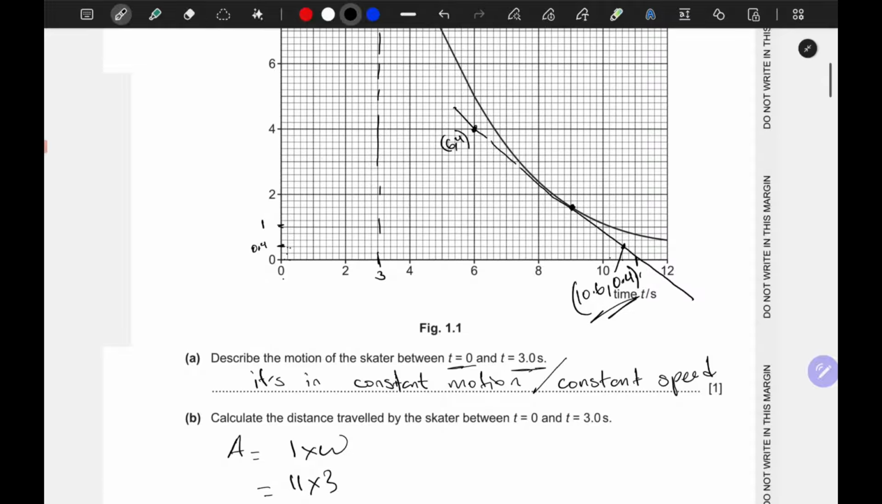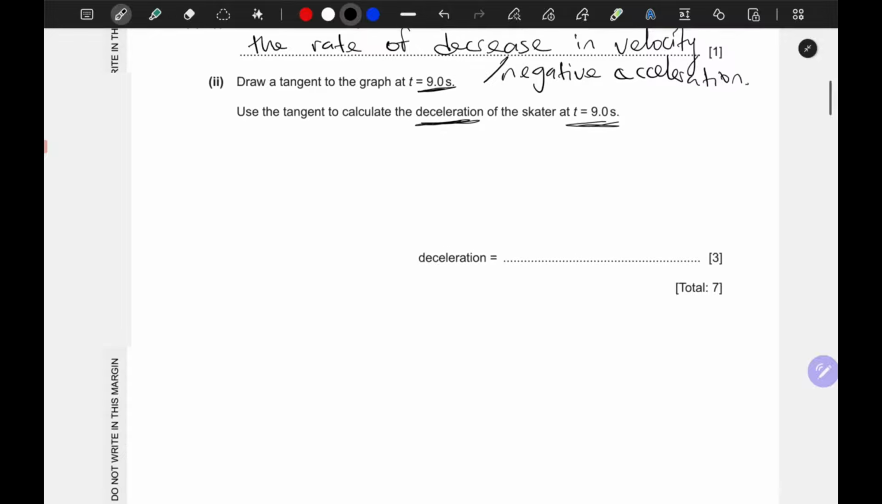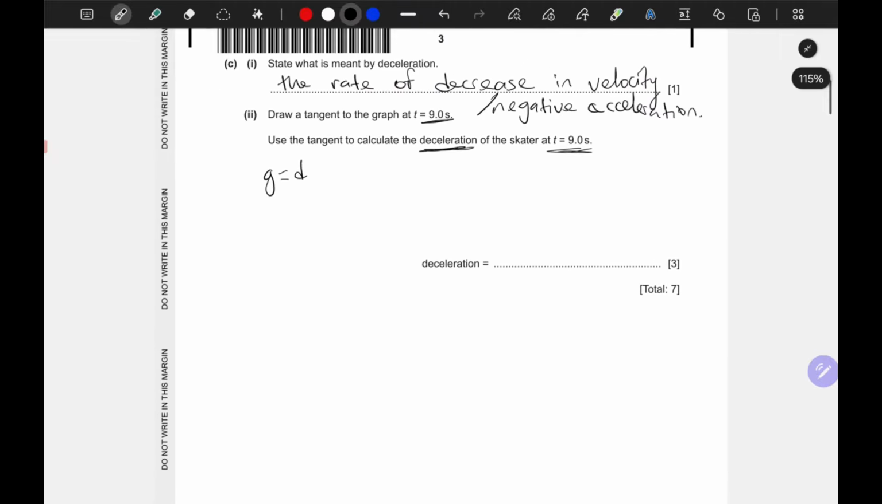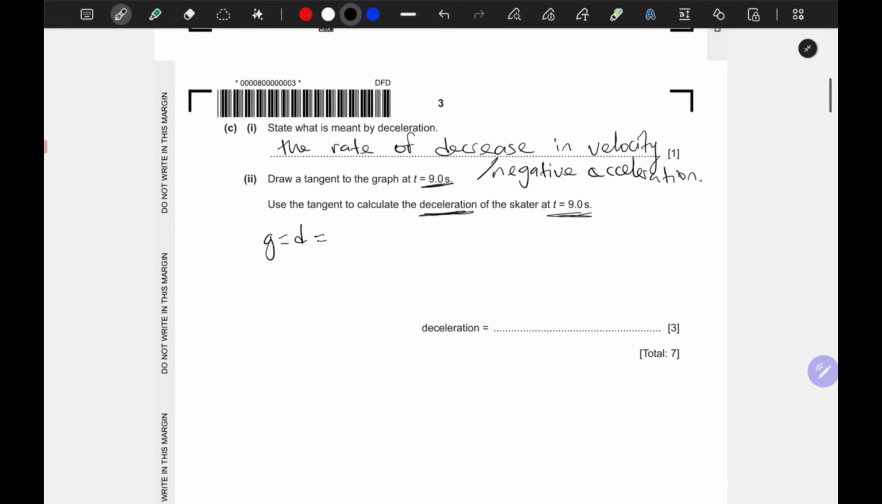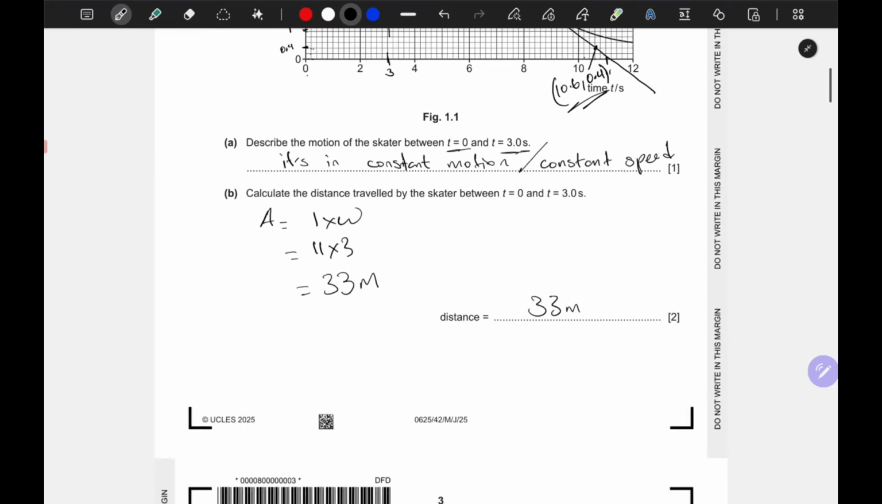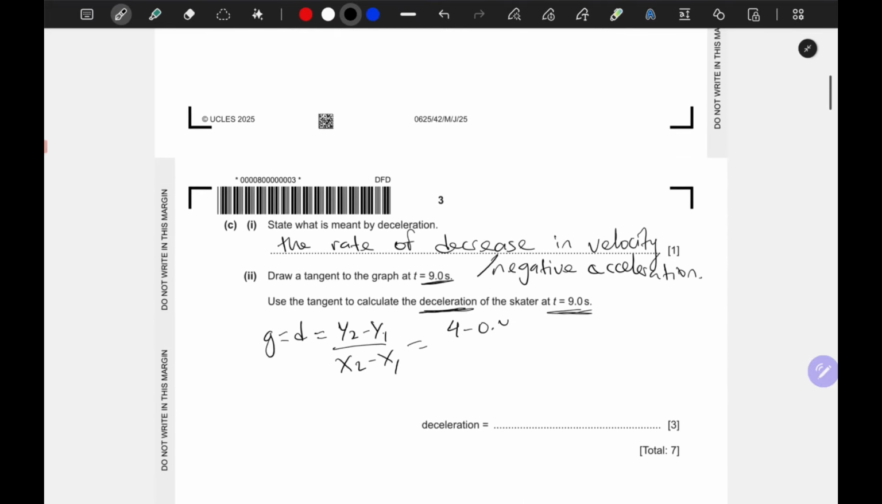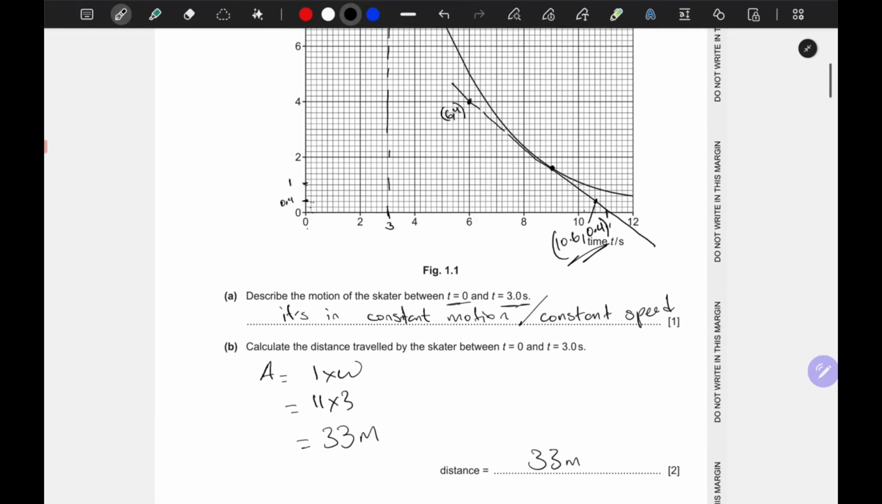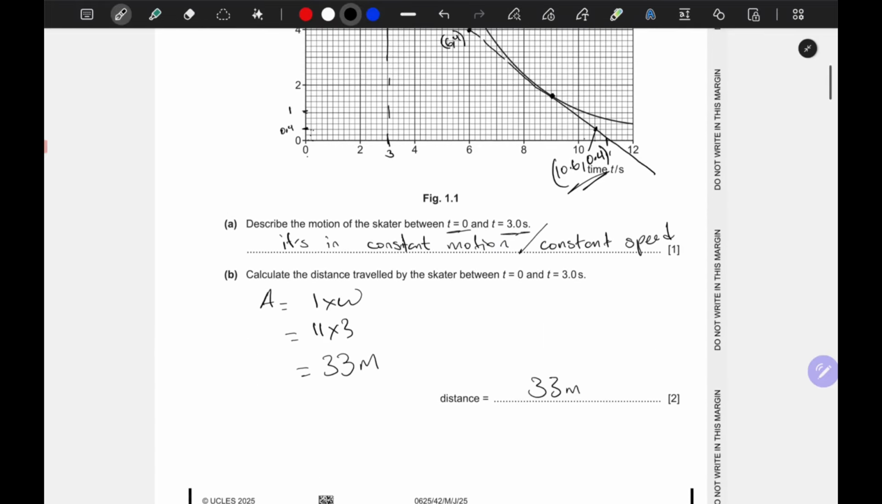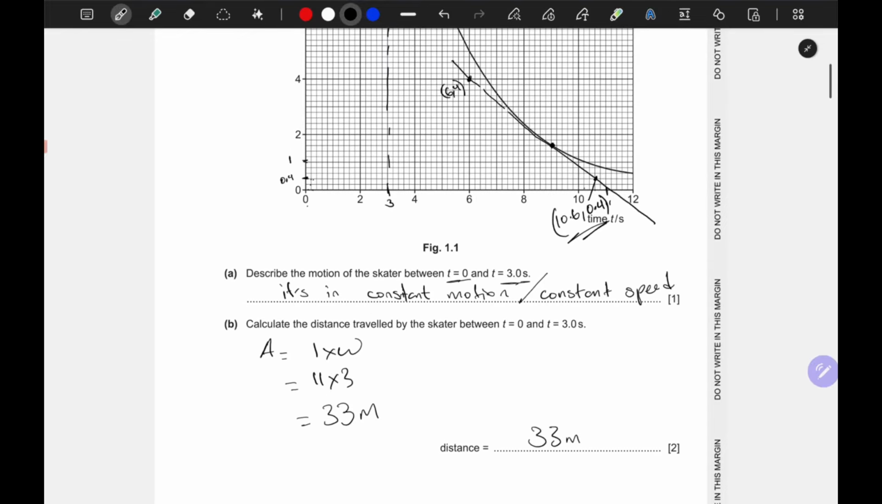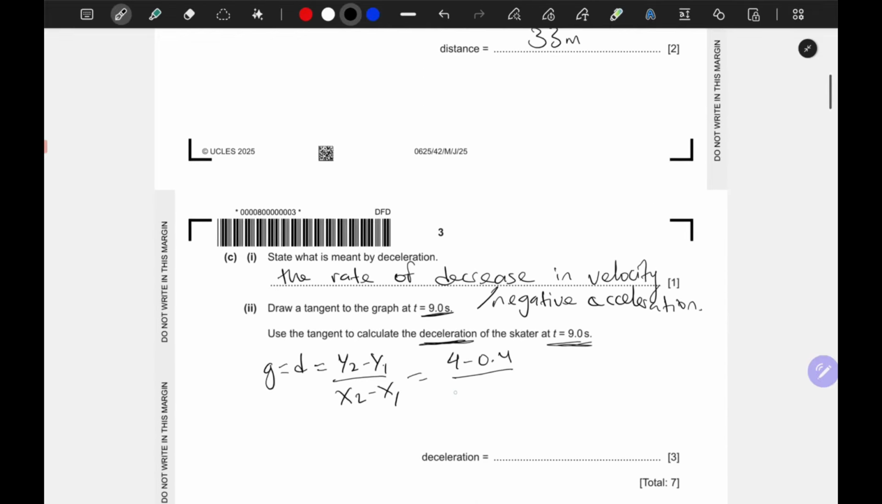After that, we just have to find the gradient using these 2 points. So gradient or deceleration is equal to y2 minus y1 over x2 minus x1. So from our coordinates, it's 4 minus 0.4 over 6 minus 10.6.